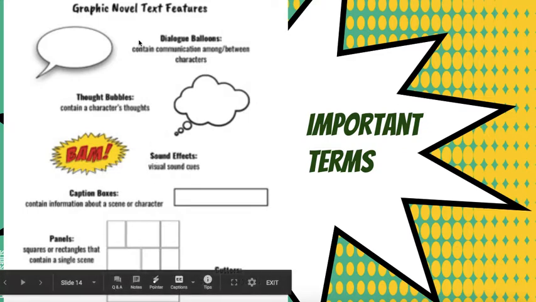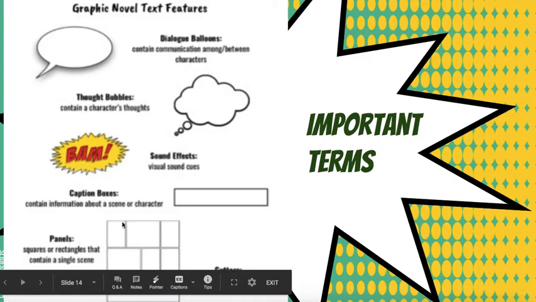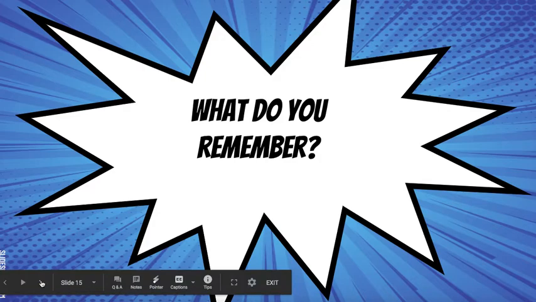Here's a little review of things that you need to know. The dialogue balloon tells what people are saying, and the tail points to whoever's saying it. The thought bubble has these little bubbles. These are what people are thinking, not what they're saying out loud. Sound effects are often in spiky little things like this. Caption boxes are the rectangles that have words in them that nobody is saying, but it helps the story along. The panels are the squares or rectangles, and the gutters are in between the squares or rectangles. Those are important terms to know.